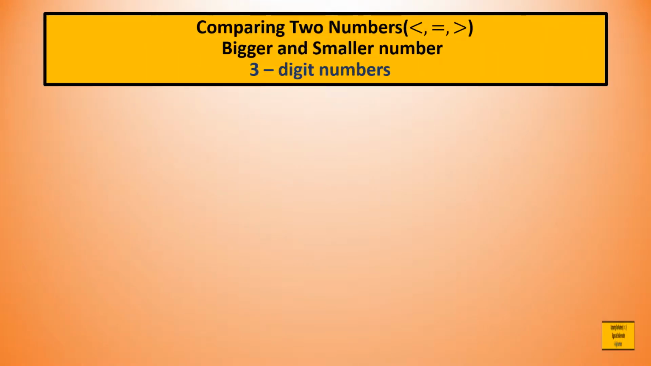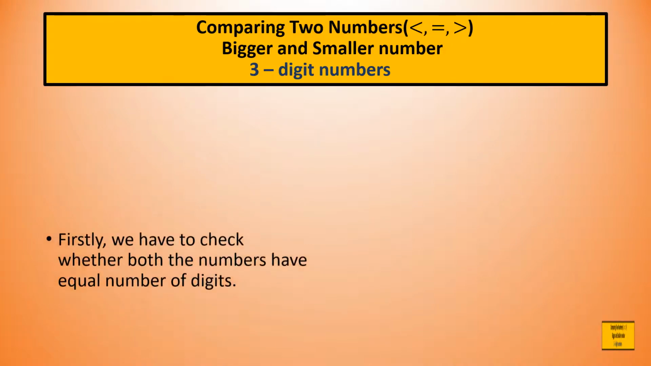Now let's begin with the third subpart, that is comparing two numbers. Comparing means which is greater, which is smaller number, and whether both are equal. That is, we have to find the bigger and smaller number. Let's begin with the comparison of 3-digit numbers.